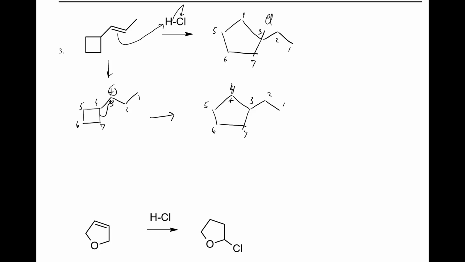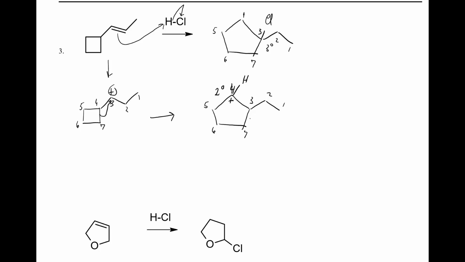Now this still doesn't explain how we get to our product with the chlorine on carbon number 3. You can see that currently this intermediate has a secondary carbocation, whereas the result of the attack on carbon number 3 would have been a tertiary carbocation. So you might imagine that what we're going to have here is a hydride shift. And the hydride shift will be such that we'll end up going from a secondary carbocation to a tertiary carbocation.